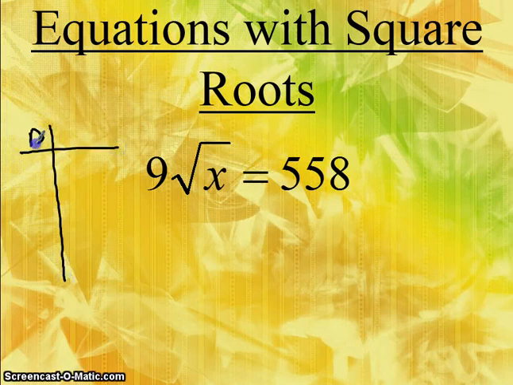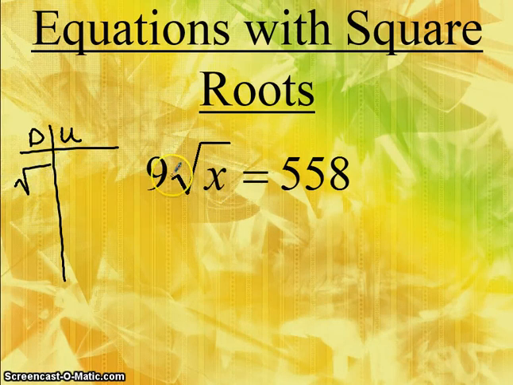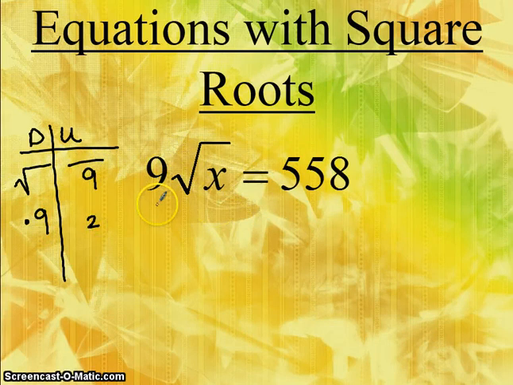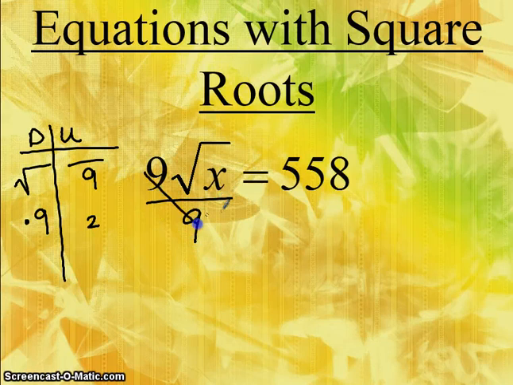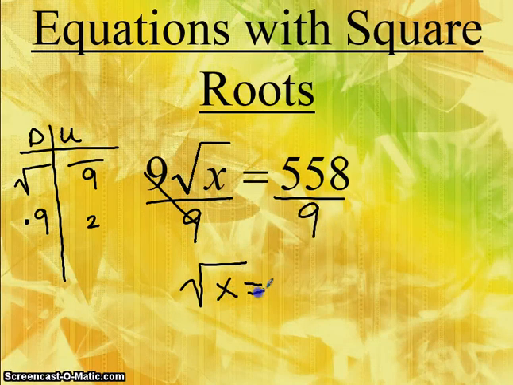For this problem, create a do and undo chart. If we knew what x was, we would first have to square root it. Then we would have to multiply by 9 since they're touching. That means multiplication. So to undo it, we're going to have to divide by 9 and square. So we'll divide each side by 9, and we get the square root of x equals 62.